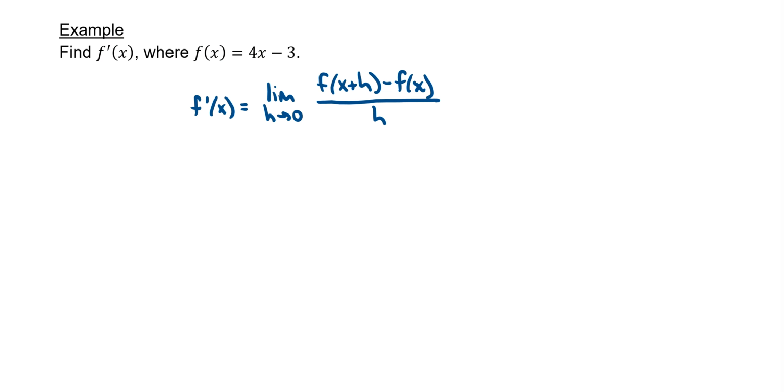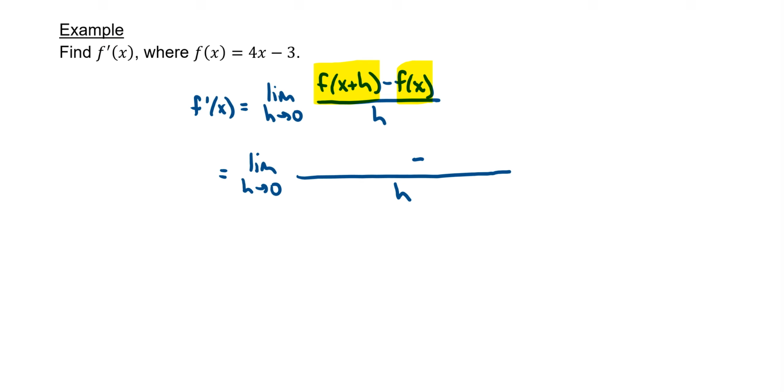So we have the limit as h approaches 0 of, draw a big old line, put h back in the denominator, put the subtraction back in the numerator. And now this is the part that people tend to mess up. You need to substitute in f of x and f of x plus h.